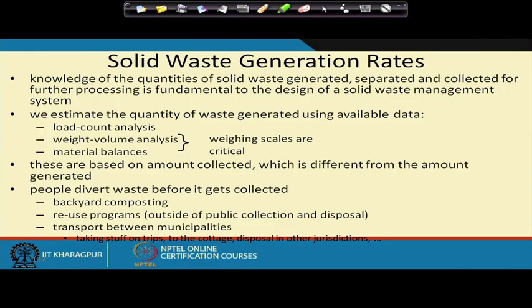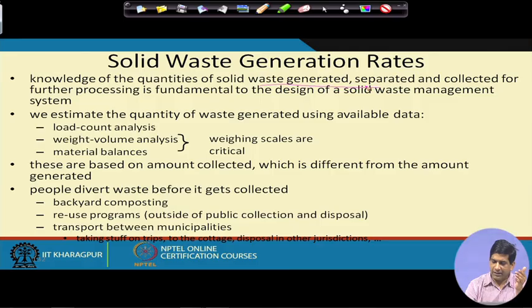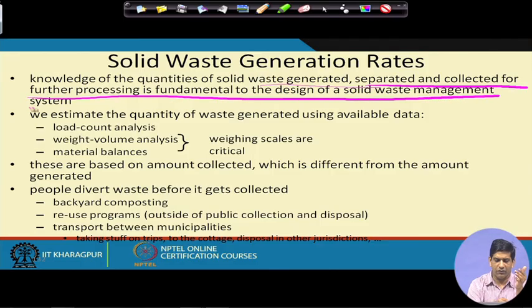Coming back to this, we first have to know the basic data in terms of what collection system we need to design for, so how much waste this collection system will handle. For that, first of all we need to find out the generation rate, that is, the quantity of solid waste generated, how much waste is generated, and then separate it and collect it for further processing. That is fundamental to the design of a solid waste management system.